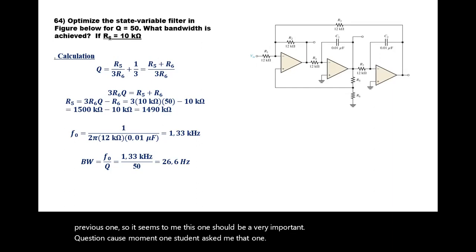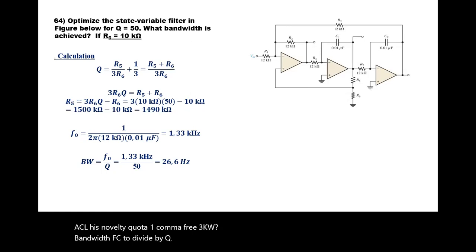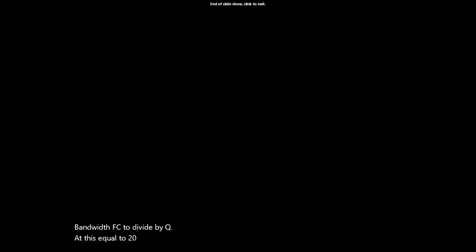F0 is, in other words, equal to 1.33 kilohertz. Bandwidth is F0 divided by Q, that is equal to 26.6 hertz. And that brings us to the end of Unit 2.